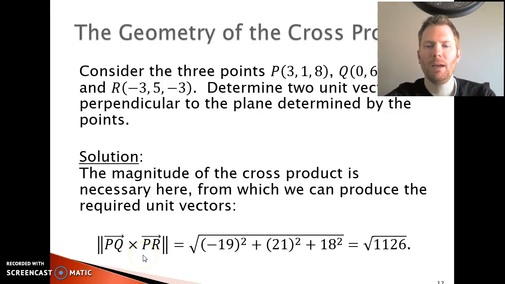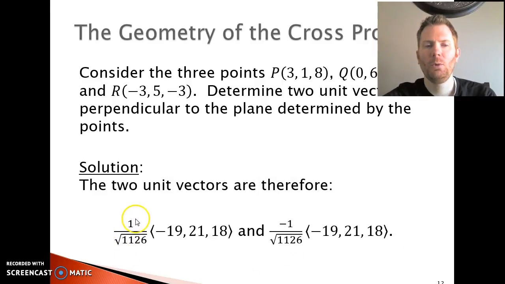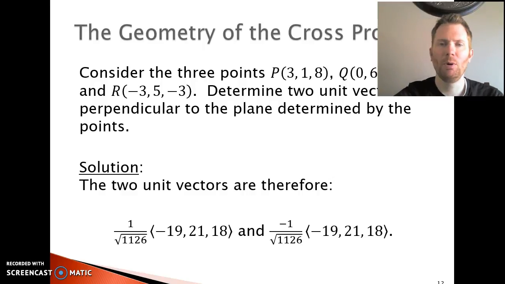Since we had the cross product from the previous slide as negative 19, 21, 18, we just square each of those components, add them up, take the square root. So I get the square root of 1126. So 1 over the square root of 1126 times our cross product is one of the unit vectors, and then negative 1 over the square root of 1126 times our cross product is the other unit vector. They're pointing in opposite directions, but both of them are exactly perpendicular to the plane containing those 3 points.